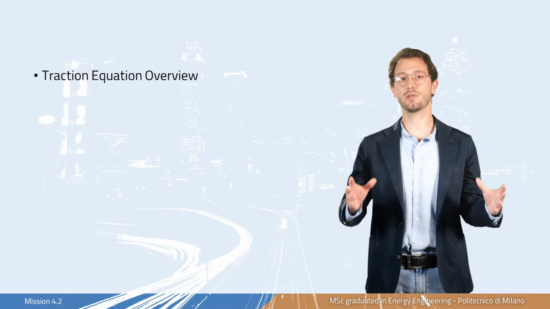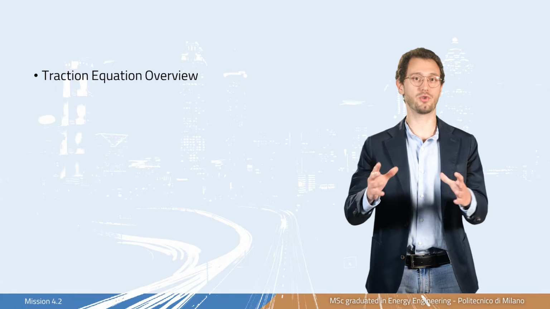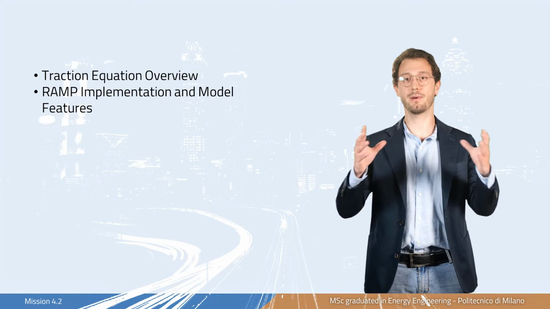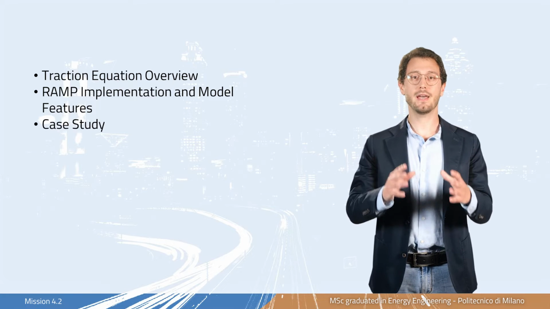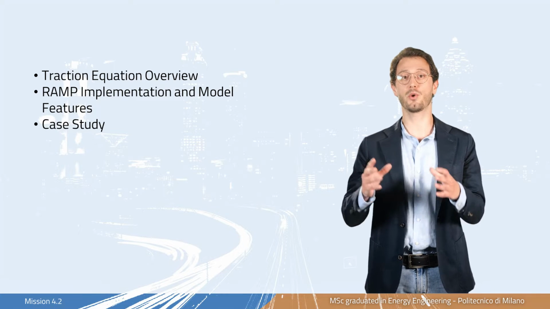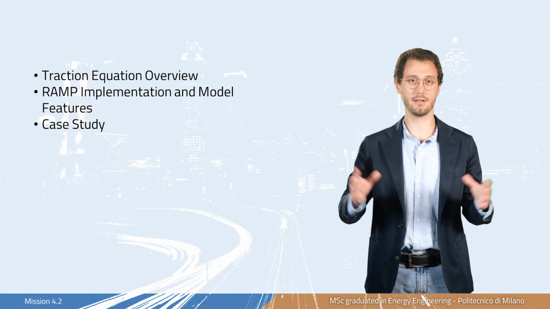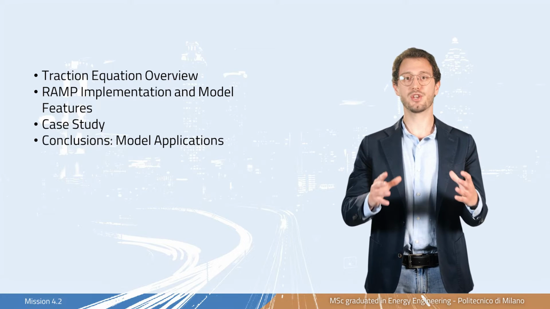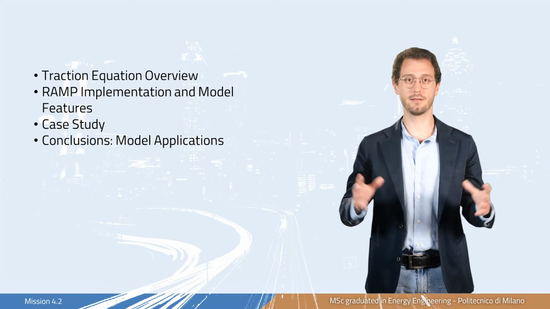First, the key equations that describe train traction will be introduced, followed by their implementation in RAMP. Next, a case study involving a real Italian route will be presented. Finally, different applications of this model will be discussed.